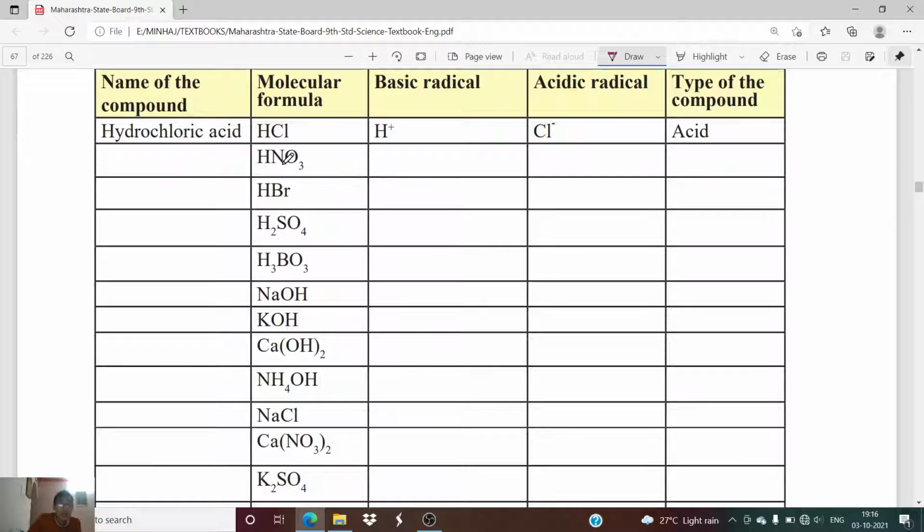Now second example, the molecular formula is HNO3, so that is nitric acid.